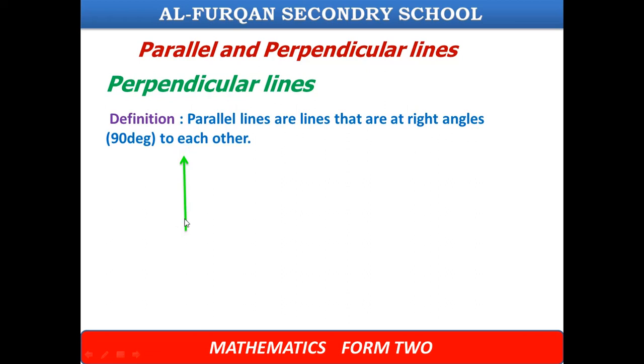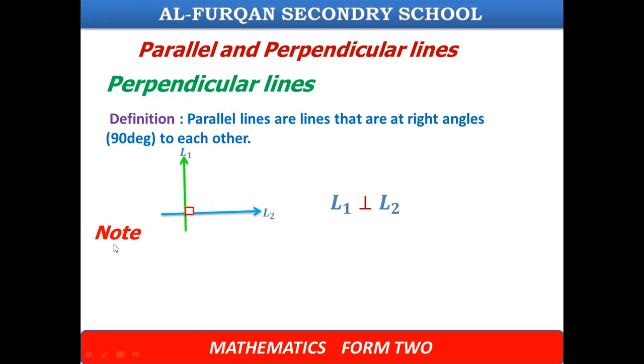line 1 and line 2. They meet at 90 degrees. This is 90 degrees. This is 90 degrees. Therefore, line 1 is perpendicular to line 2, or line 2 is perpendicular to line 1. This is the sign of perpendicular lines. Line 1 is perpendicular to line 2, or line 2 is perpendicular to line 1.